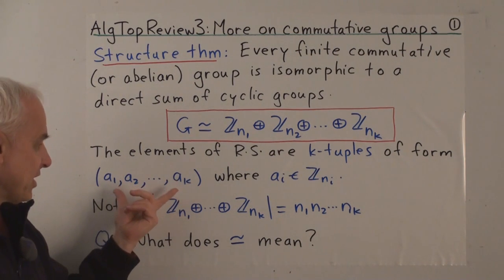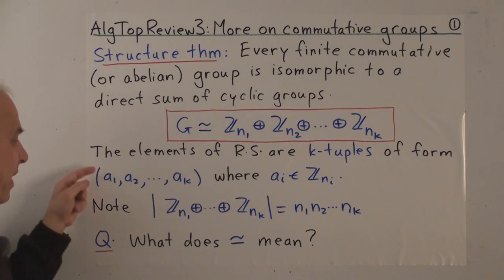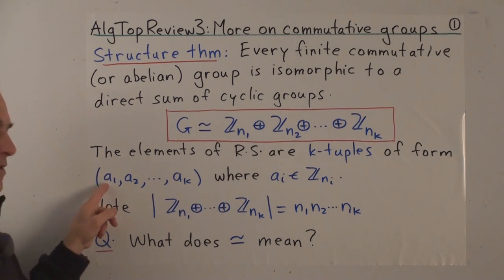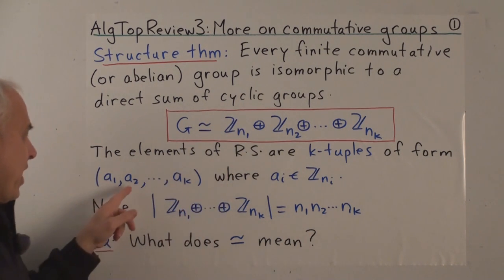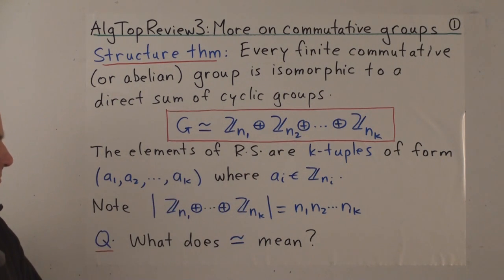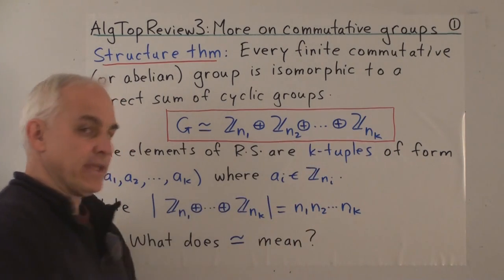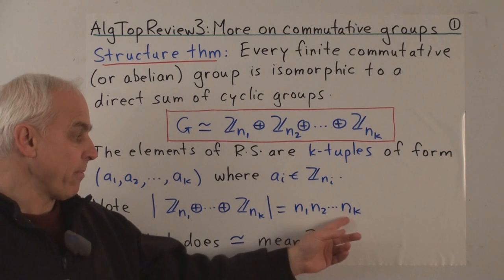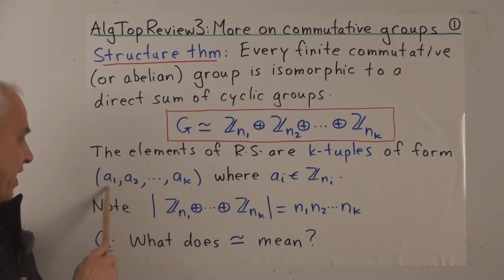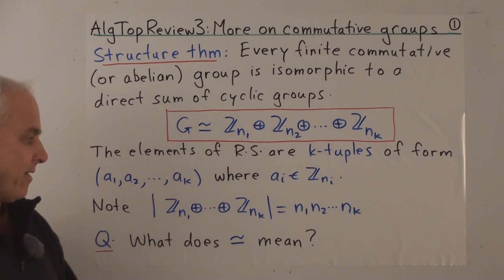So the direct sum consists of this kind of object, and we add two of them just by doing the addition component-wise. We add the two entries in the first place by working in the first group, we add the two entries in the second place by working in the second group, and so on. It's useful to point out that the size of this group on the right-hand side is just the product of the numbers n1, n2 up to nk, because there are n1 choices for a1, n2 choices for a2, up to nk choices for ak.